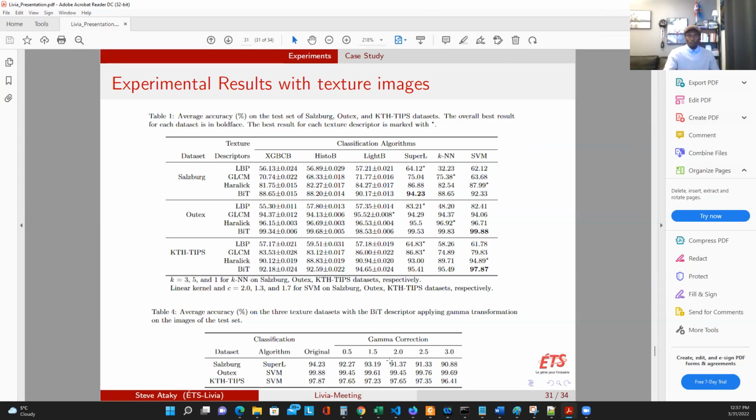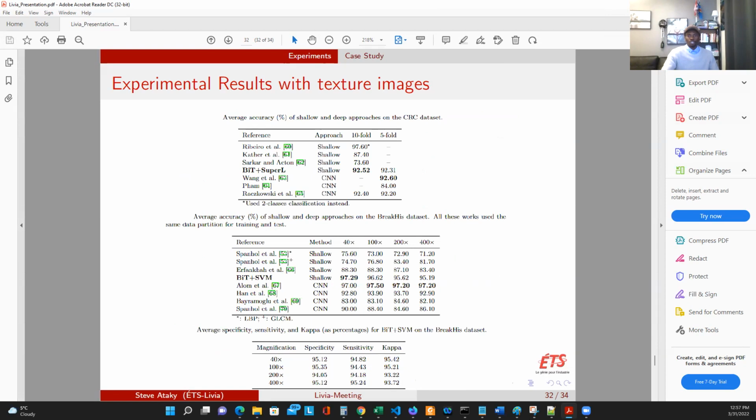Yes, there is, I can say, drastic change. For example, with gamma 3.0, we have lost at least 4, nearly 4%. But for Outex and KTH, we can see that the result decreased, but only slightly. So we can say that BIT also performed well regardless of the illumination intensity.